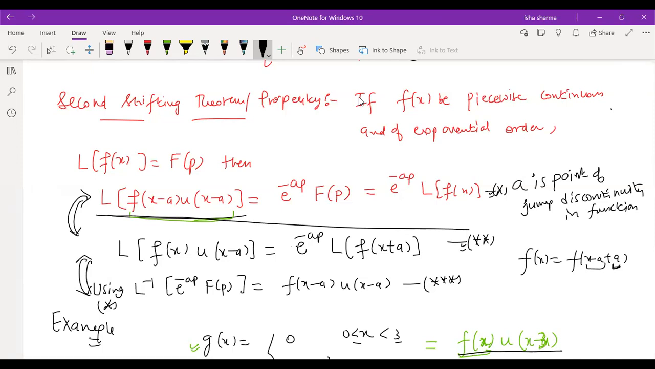Yes, e raised to power minus ap. Only if our function has e raised to power minus ap present in it are we going to use the second shifting property, because it includes a condition of this kind. It is not L inverse of F(p) for any general function; we cannot use the second shifting property for any general function, right? So this is the identification. Let me just give you the question now.